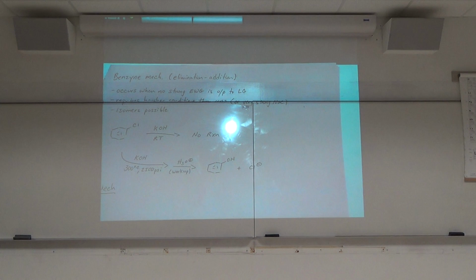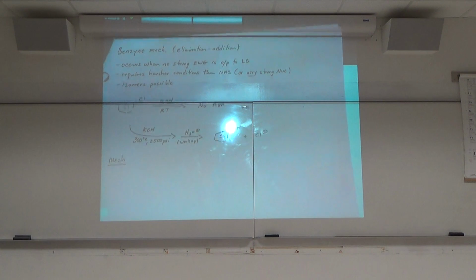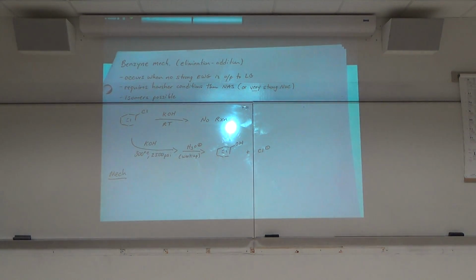Okay guys, we're looking at the Benzyne reaction. Let's move through it. So we're doing the mechanism. We'll redo that real quick here.